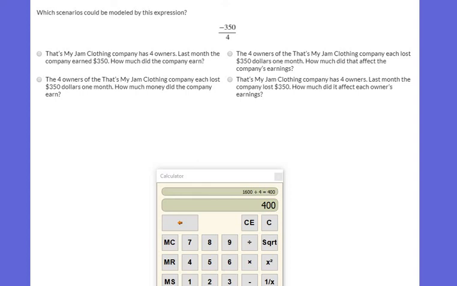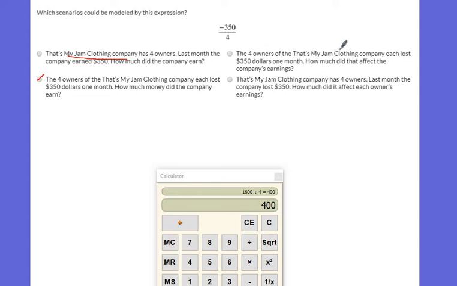Which scenario could be modeled by this expression? I have -350 divided by 4. That's My Jam Clothing Company has 4 owners, so +4. Last month the company earned $350. Well, earned is a positive, and I need a -350, so it looks like this one is out. The 4 owners of That's My Jam Company lost $350 in 1 month. There's 4 positive owners. Lost means negative, so it looks like that one is correct.